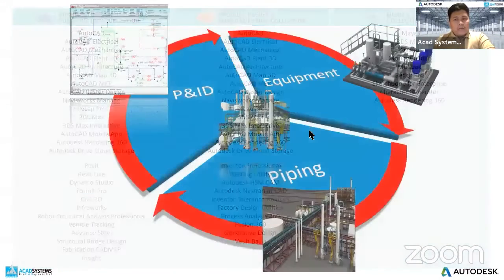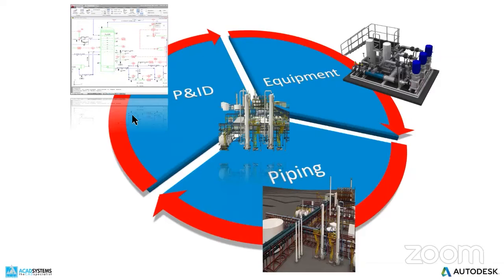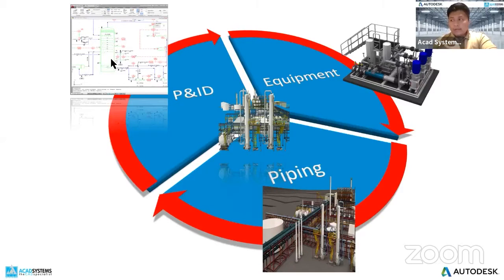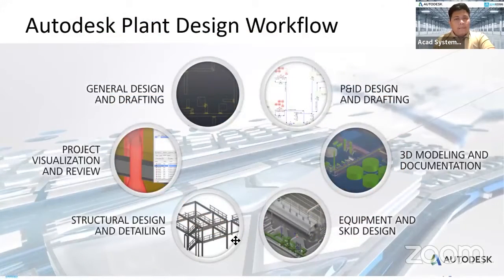So let's check the common workflow. This will be the basic idea of what we are going to do in Plant 3D. Our focus for today is equipment and piping. This P&ID is also available in Plant 3D. You just need to create your 2D P&ID. All the symbols, or if you want to create custom symbols, are available directly in AutoCAD Plant 3D. Just try to create your own symbols later. So this will be the basic workflow.